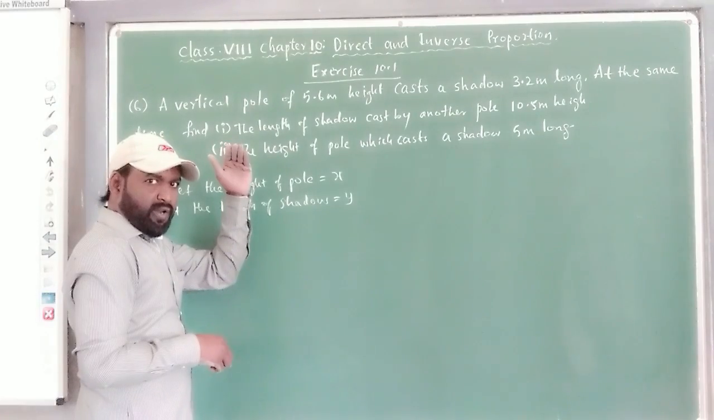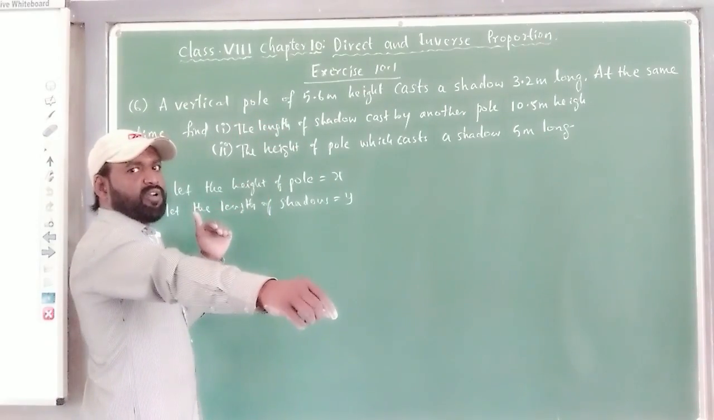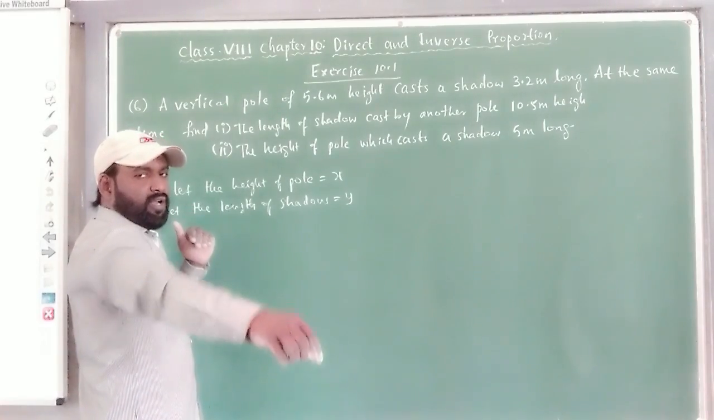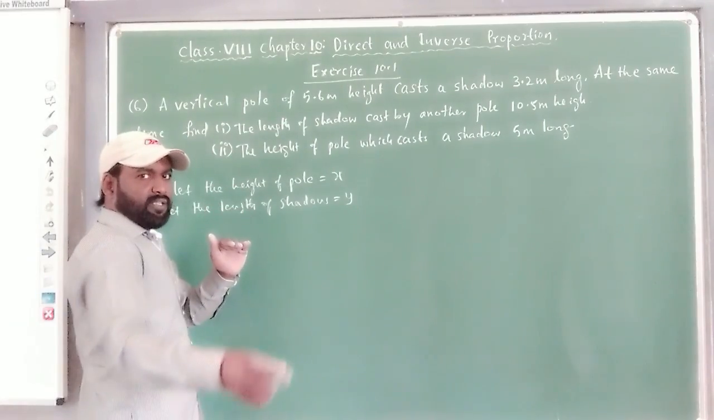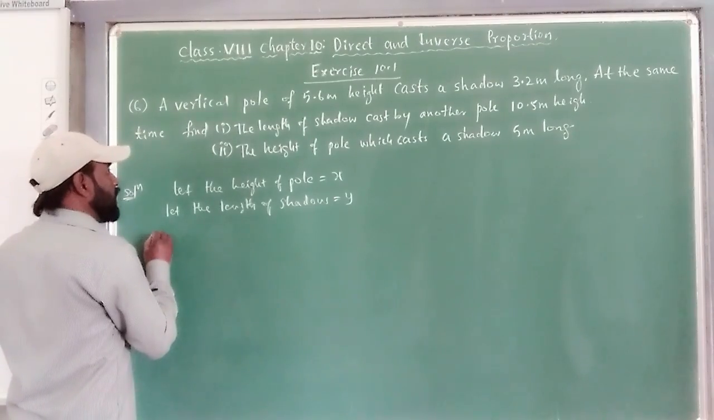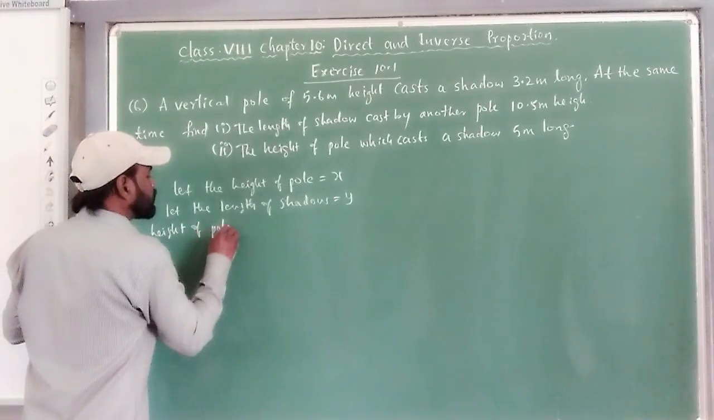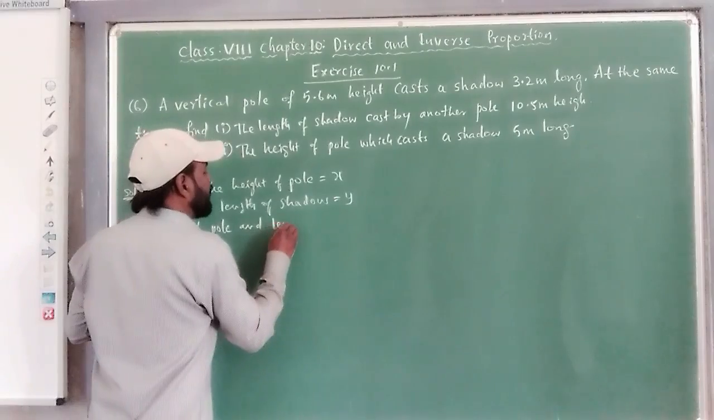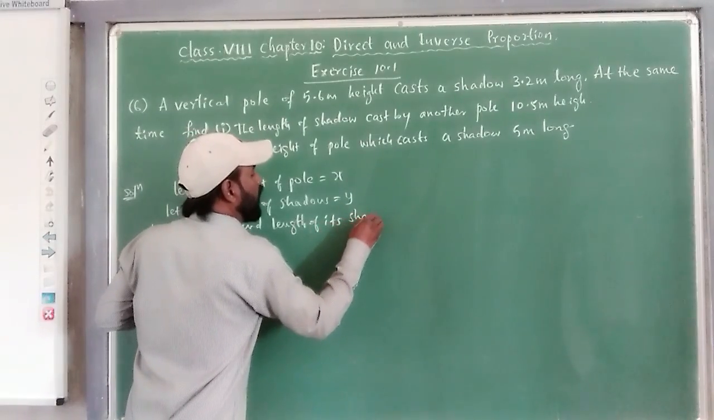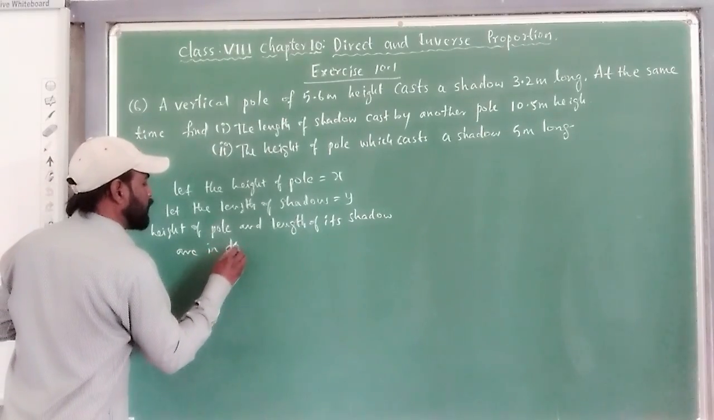If the height of the pole is more, the length of the shadow will be long. If the height of the pole is short, the length of the shadow is also short. That means both are in direct proportion. Therefore, the height of the pole and the length of its shadow are in direct proportion.